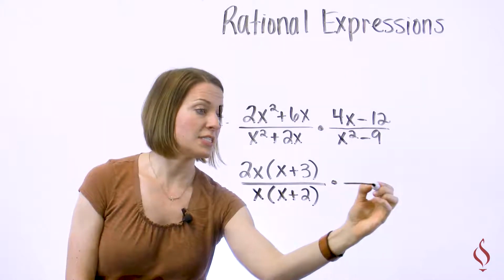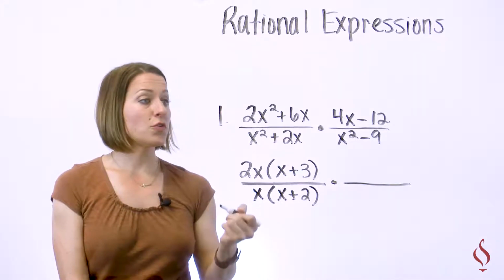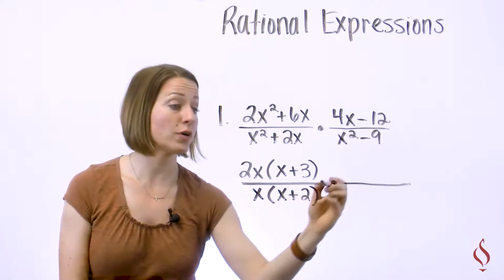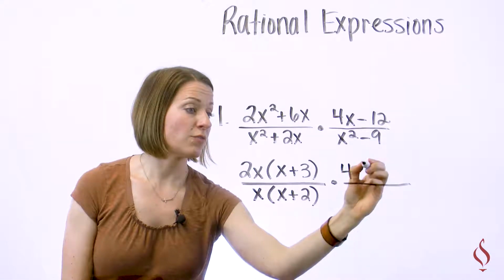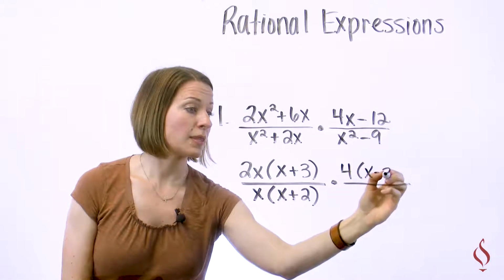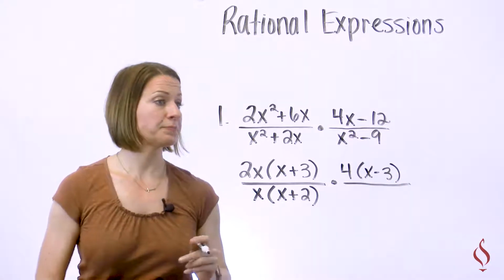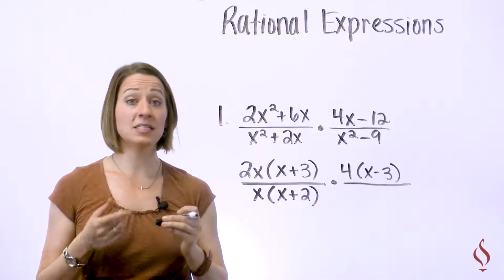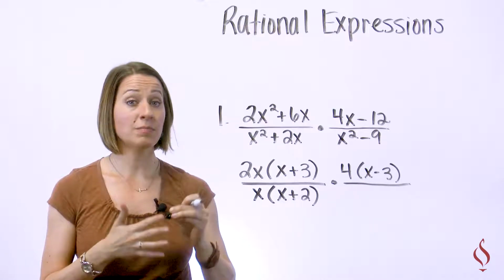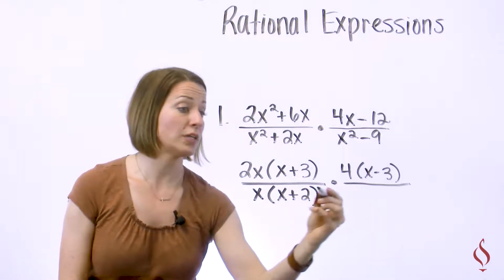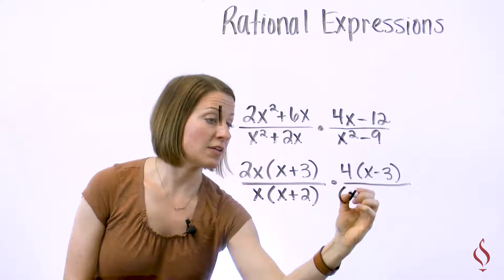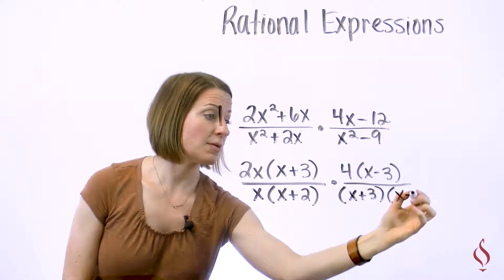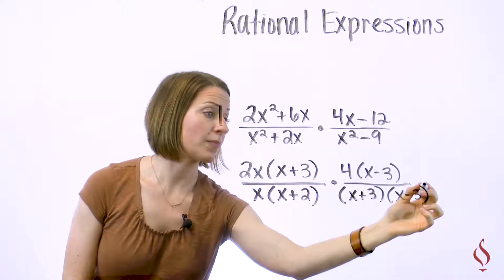If you go on to this next fraction, 4x minus 12 has a common factor of 4. So we have 4 times x minus 3. And then x squared minus 9, it does not have a common term, but it is a difference of squares. And so this is going to factor to x plus 3, x minus 3.